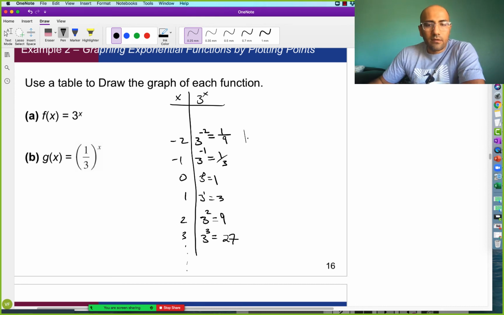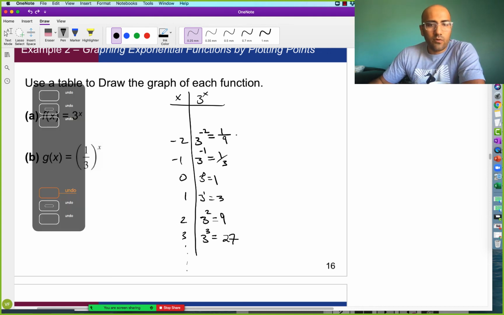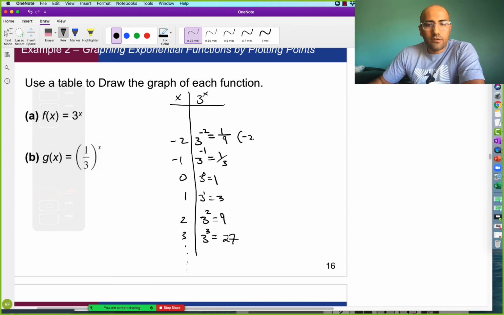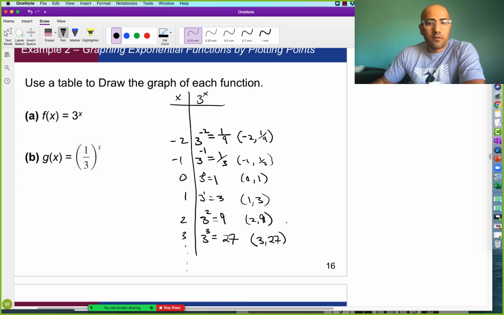We have negative 2, comma 1/9, negative 1, comma 1/3, 0, comma 1, 1, comma 3, 2, comma 9, and 3, comma 27. Good. All right, how does that compare to the other function?